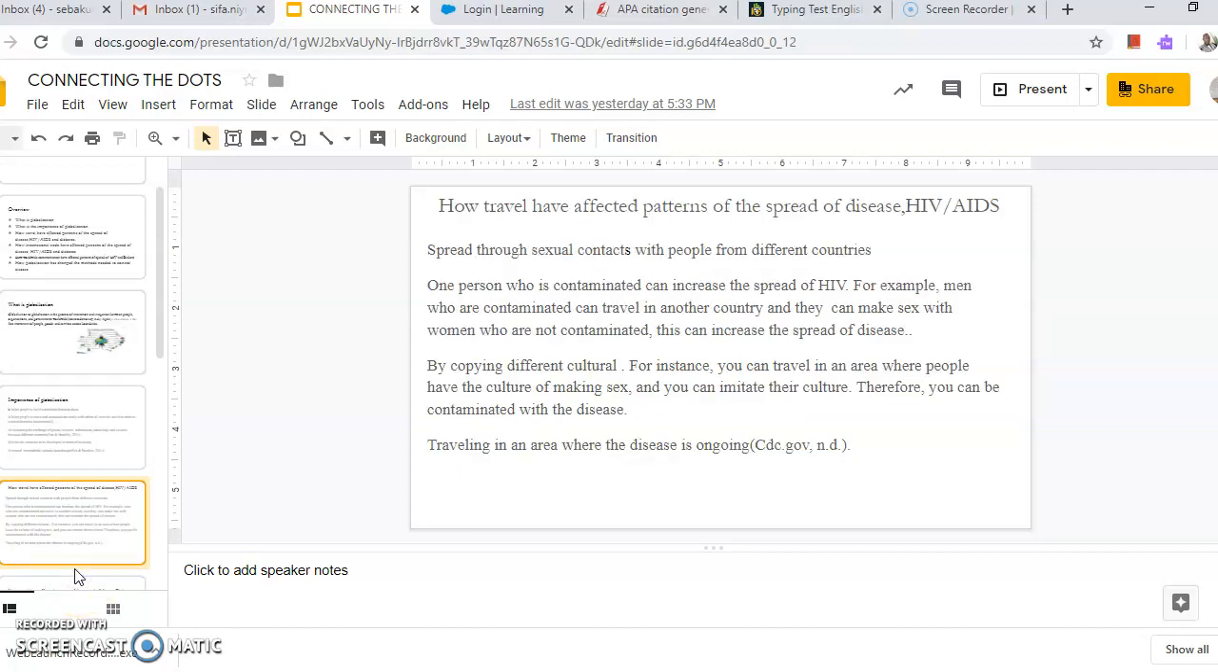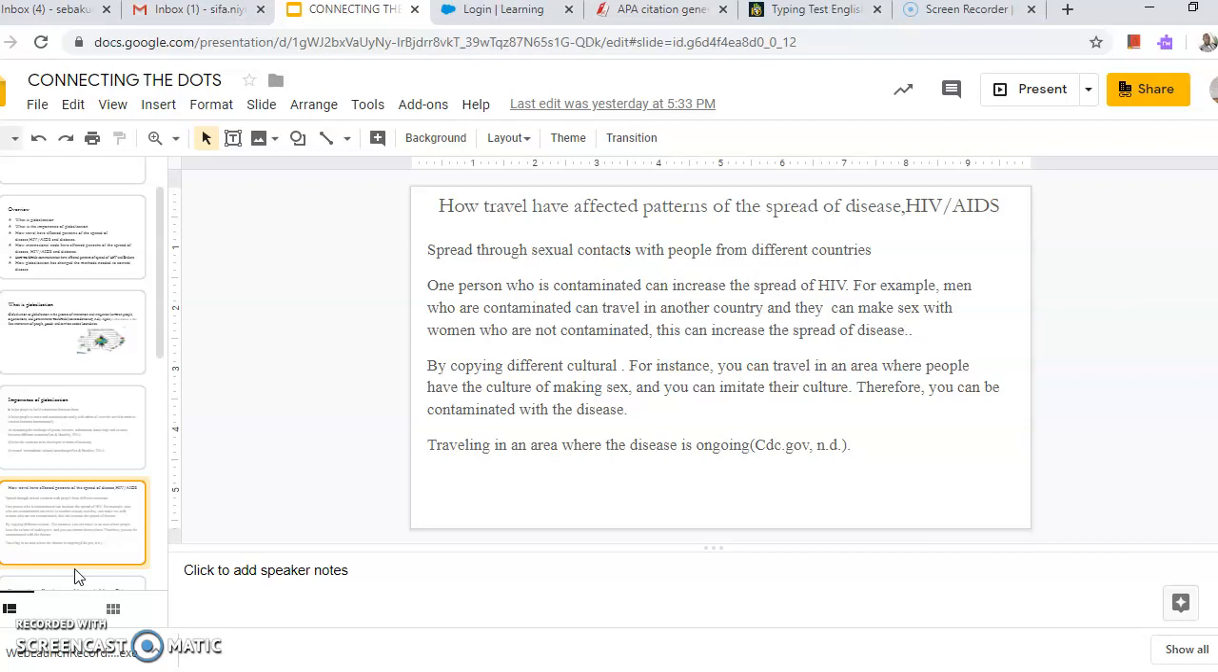How has travel affected patterns of the spread of disease? HIV spreads through sexual contact with people from different countries. One person who is contaminated can increase the spread of HIV. For example, men who are contaminated can travel to other countries and have sex with women who are not contaminated. This can increase the spread of disease.